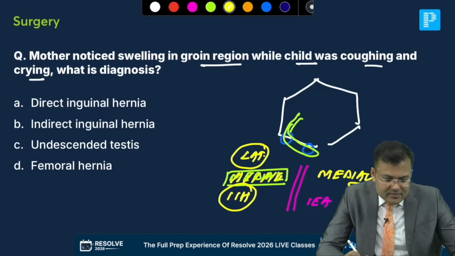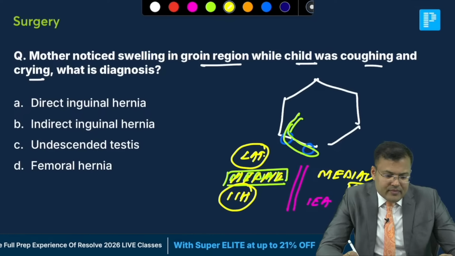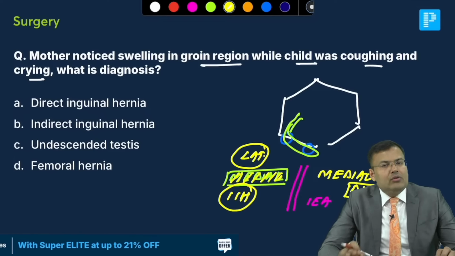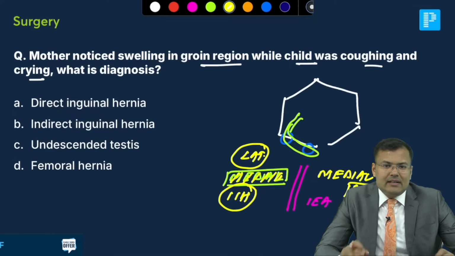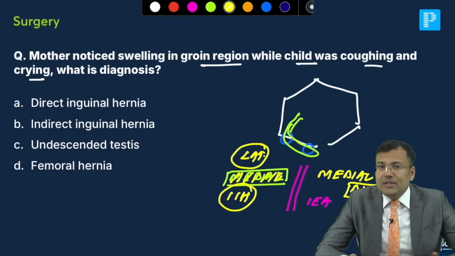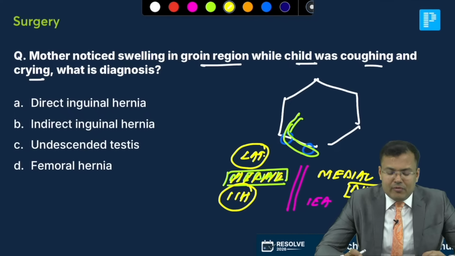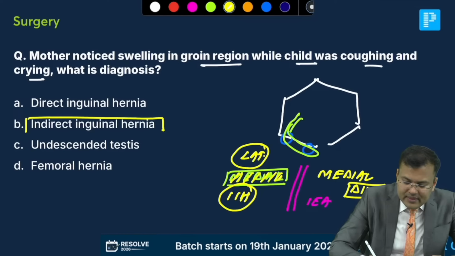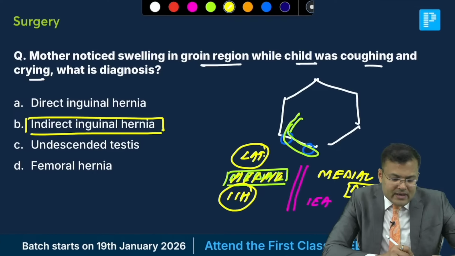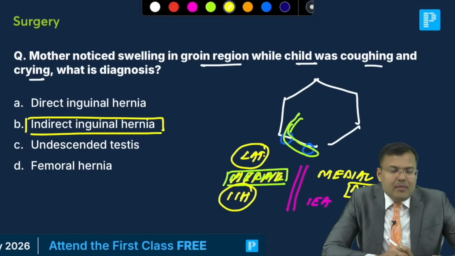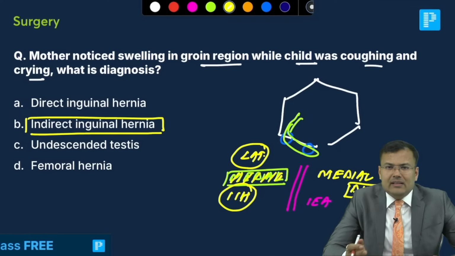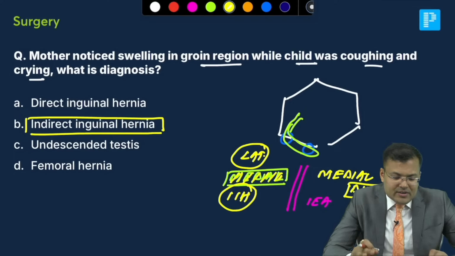If it's medial, then direct, and if it's lateral, that is indirect, and if medial or lateral is not mentioned, then obviously the correct answer would be what? Indirect inguinal hernia. Correct answer would be indirect inguinal hernia. If medial was written in relation to inferior epigastric artery, then what?